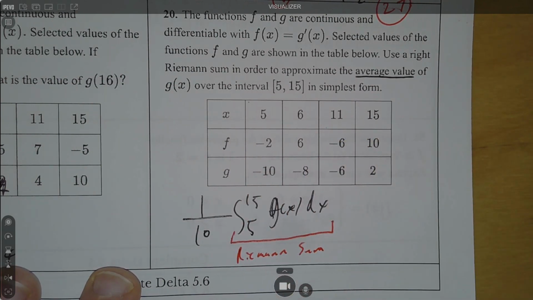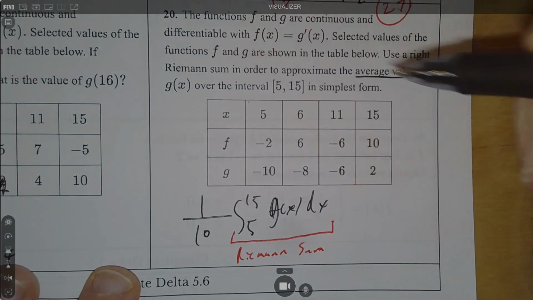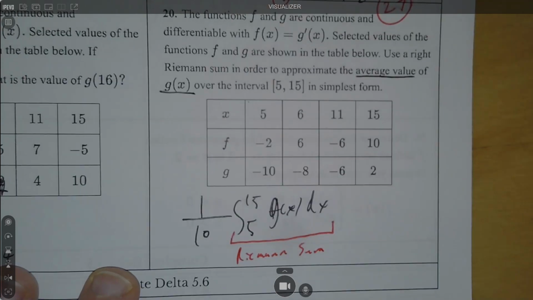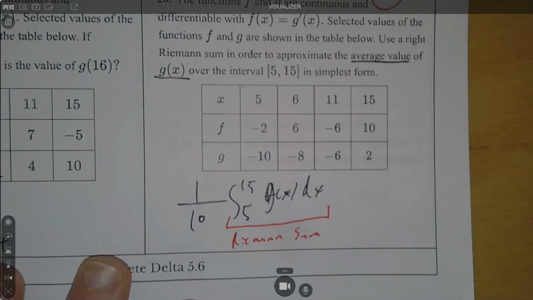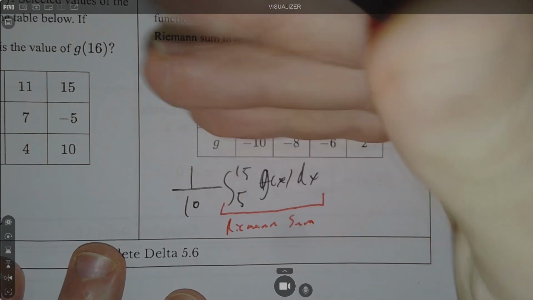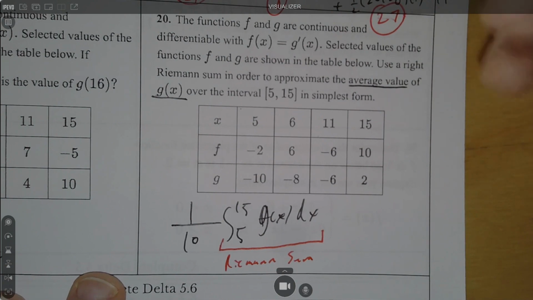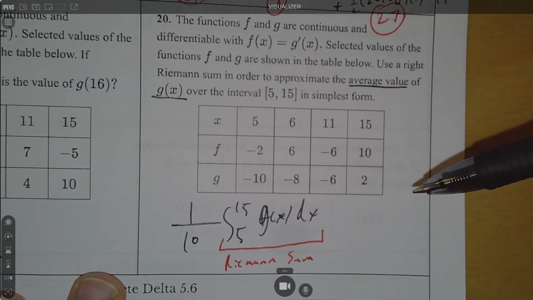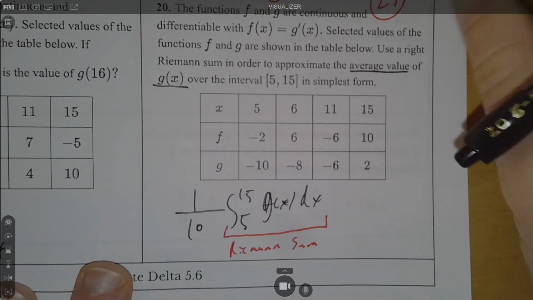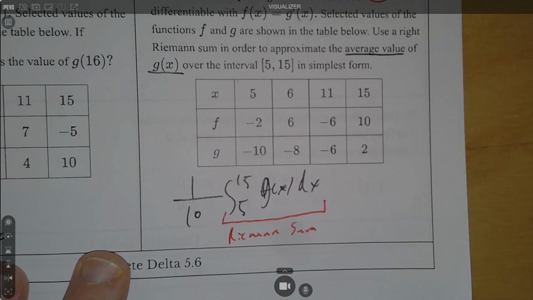Okay, so we are doing a right Riemann sum of g of x, and well, the average value of g of x. So I have no business with f of x. f of x doesn't apply to this problem. I'm just using g of x, so you don't need to worry about f of x here. If it said find the average value of f of x, I'd be concerned about f of x. If it says find the average of g of x, I'm concerned about g of x. So you don't need to use everything that a problem gives you.